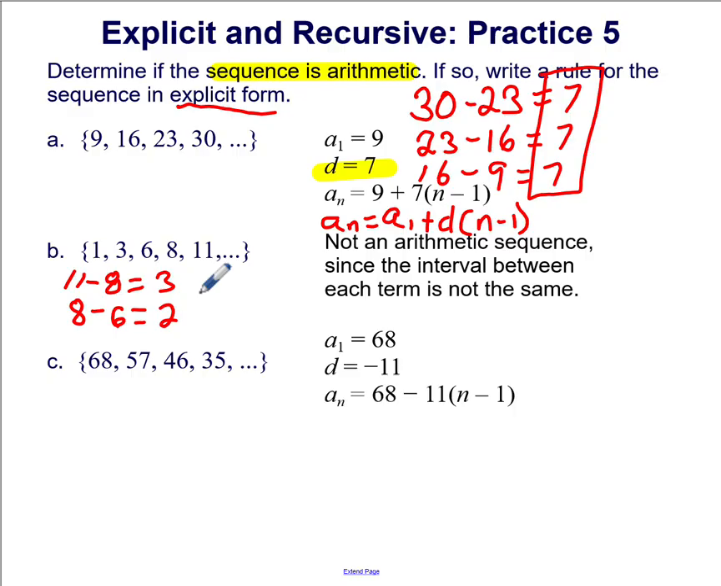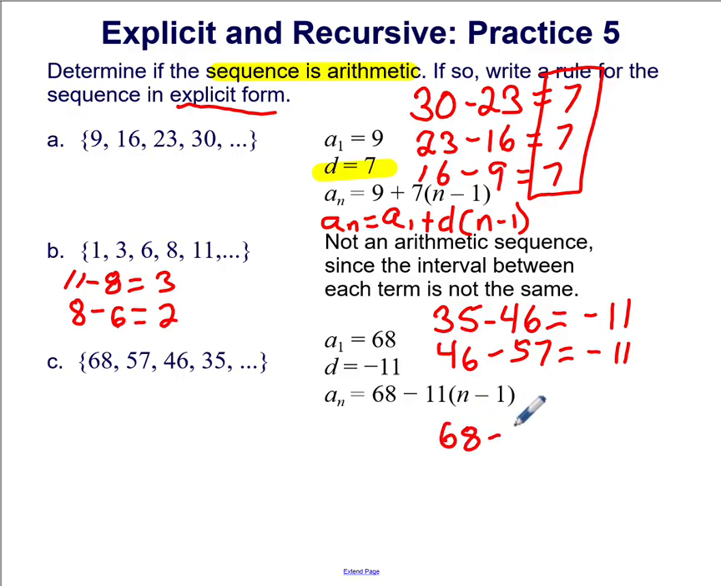Let's take a look at C. I'm going to take the two terms. I'm going to take 35 and subtract 46, and that gives us negative 11. If I take 46 and subtract the previous term, which is 57, that also gives us negative 11. And if I take 57 and subtract 68, I did that backwards. Hold on. The result is going to be negative 11.